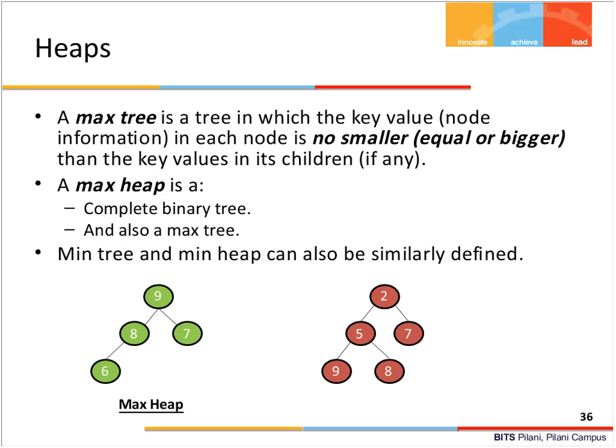Now every parent is smaller than its children. This condition is met, so it's a min heap. It's a min tree and it's a complete binary tree, so it's a min heap, no issues.